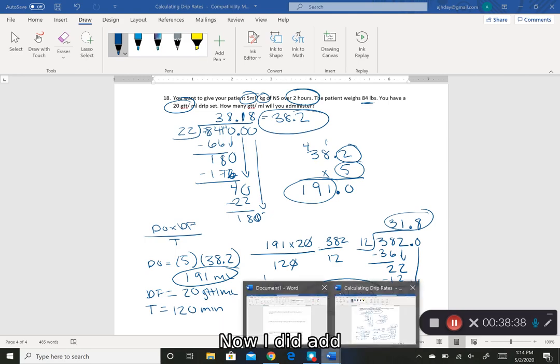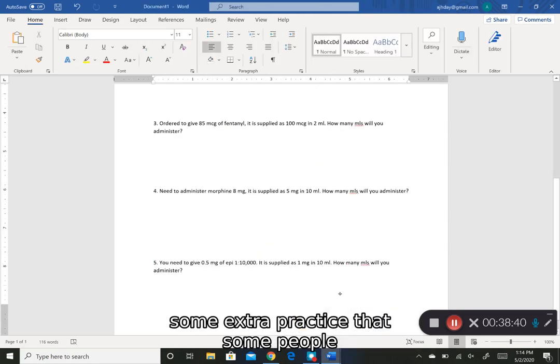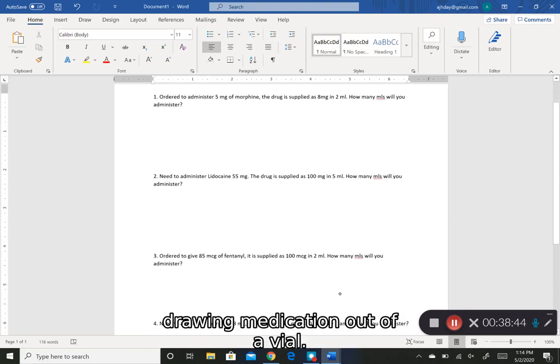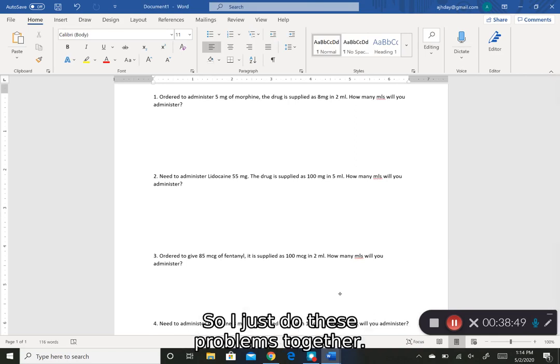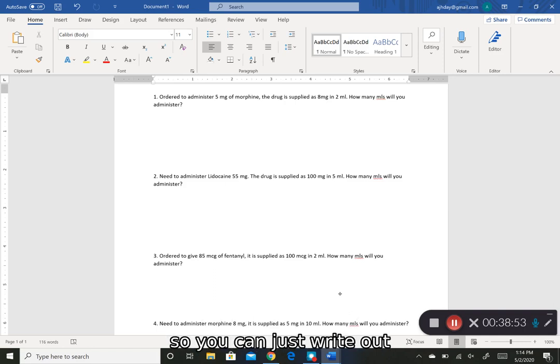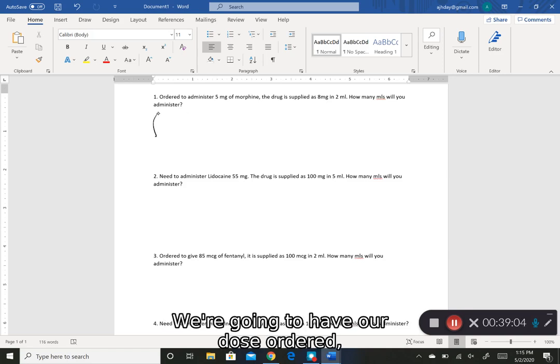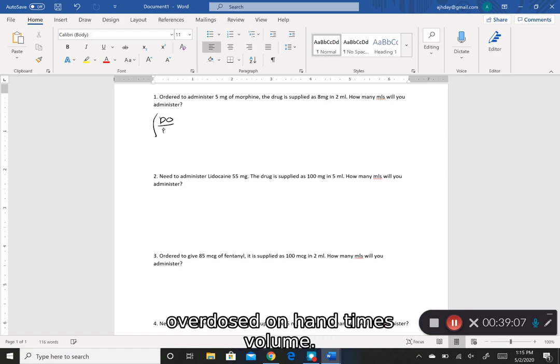Now I did add some extra practice that some people requested in drawing medication out of a vial. So this is not on your worksheet. This is complete extra. So I just threw these problems together. There's not a worksheet that goes along with this, so you can just write out the problems as we go along. But this is for drawing medication out of a vial. So remember our formula for that. We're going to have our dose ordered over dose on hand times volume.